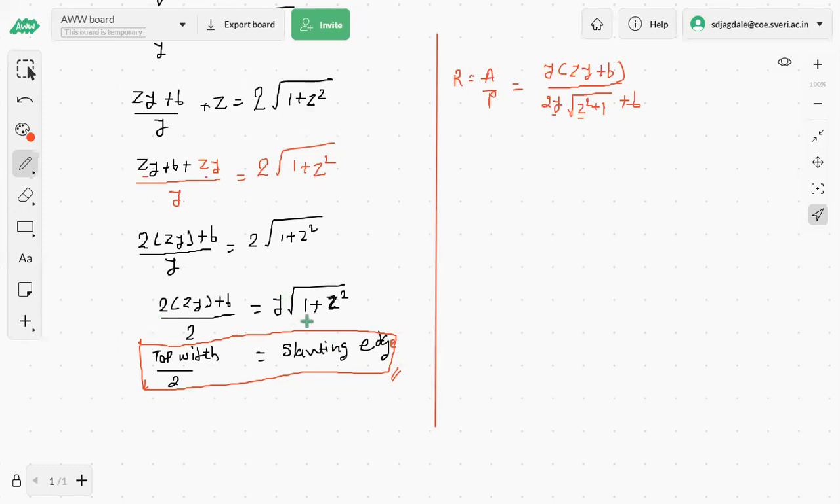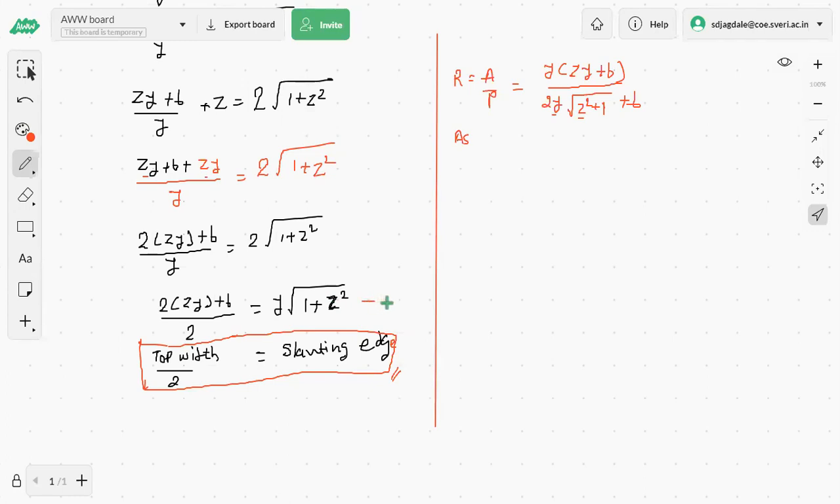Is it correct? If we take 1 plus z square, okay, that is this term I am talking about. It is y into root z square plus 1. Just a minute, I would like to give this an equation number. What is the equation number for this in sequence?